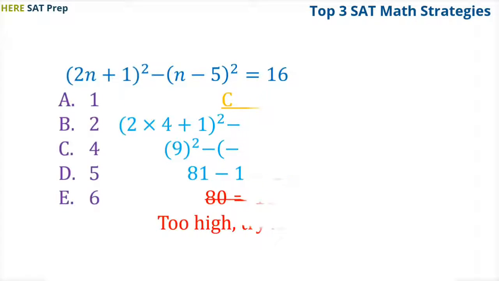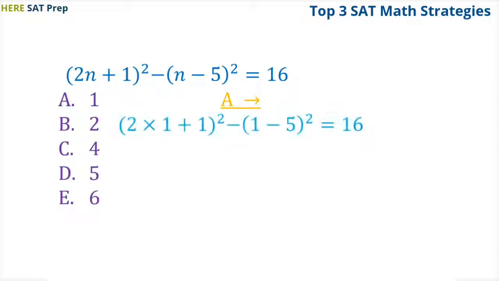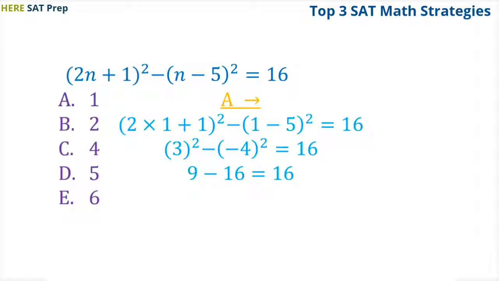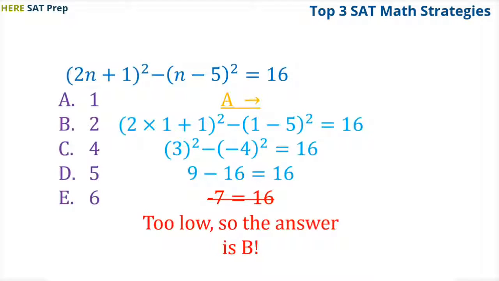Let's try A by plugging 1 back into the original equation. When we do this, we end up getting 3 squared minus -4 squared equals 16, which simplifies to 9 minus 16 equals 16, which simplifies to negative 7 equals 16, which doesn't work either. So now we know the answer needs to be between A and C, or between 1 and 4, so we can just pick B at this point and move on.